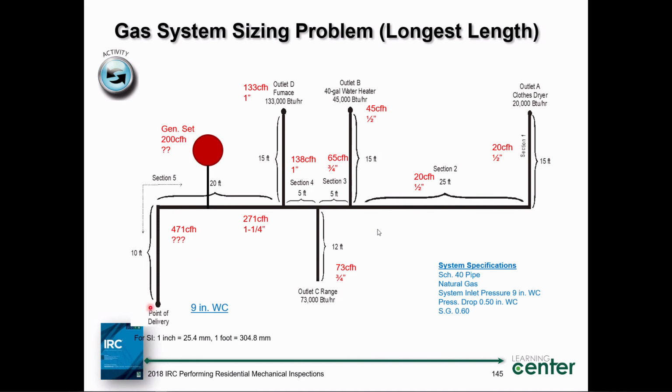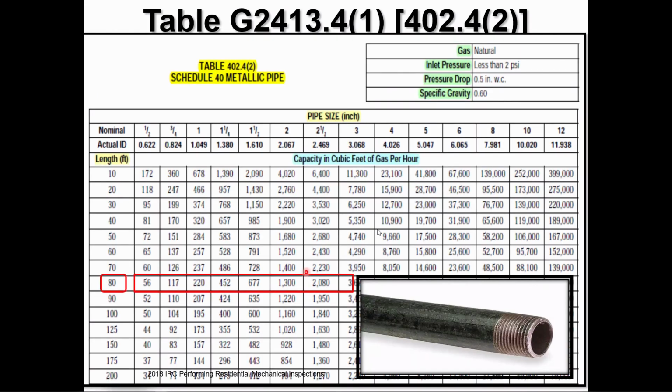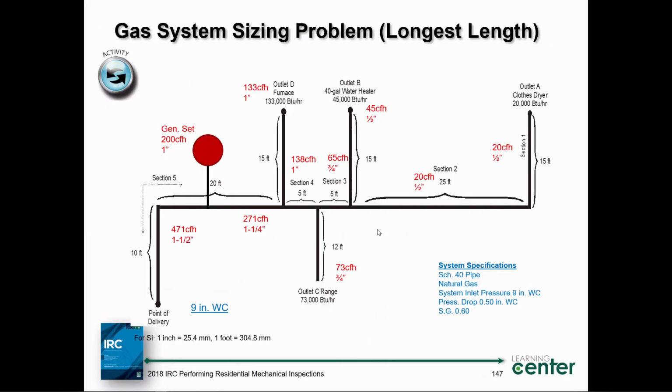Are we done? No, we're not. We have to size the branch here. What size branch are we talking about? A branch that'll carry 200 cubic feet per hour. 1 inch. Yeah, I think it's 1 inch, right? Kind of 1 inch. So I'm looking for 200. Here's 220. Yep, 1 inch. I agree with you. So the final drawing should look just like that, right?